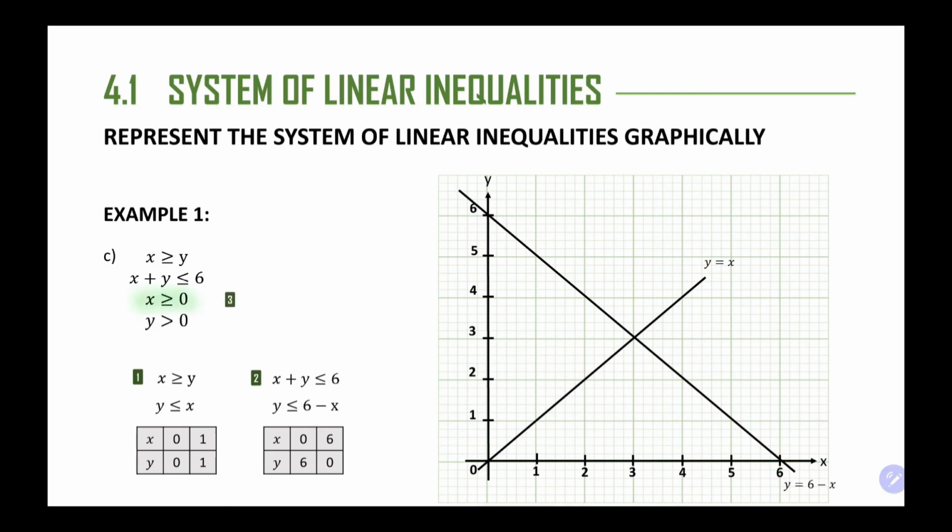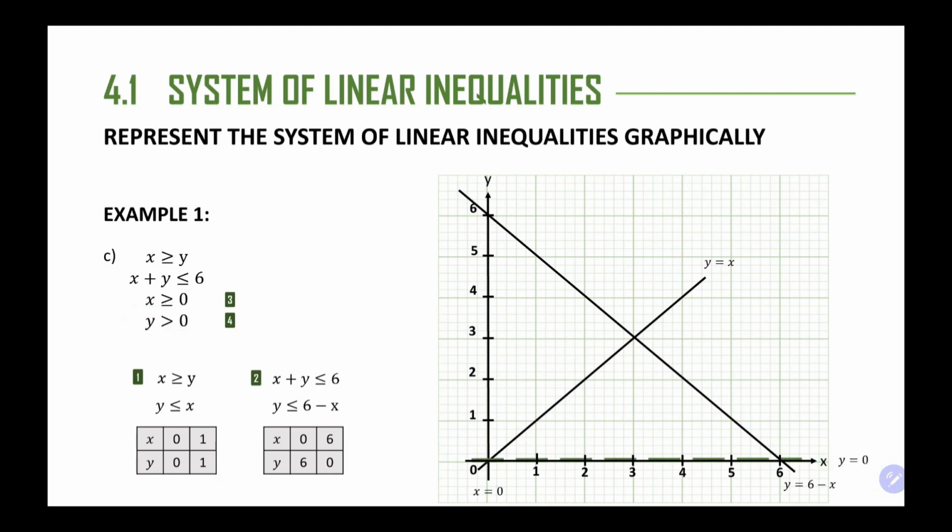Next, we have x greater than or equals to 0. So means on the y axis, we have x equals to 0. And last, we have y greater than 0. So on the x axis, we put y equals to 0. Since we have greater than only, we use a broken line.